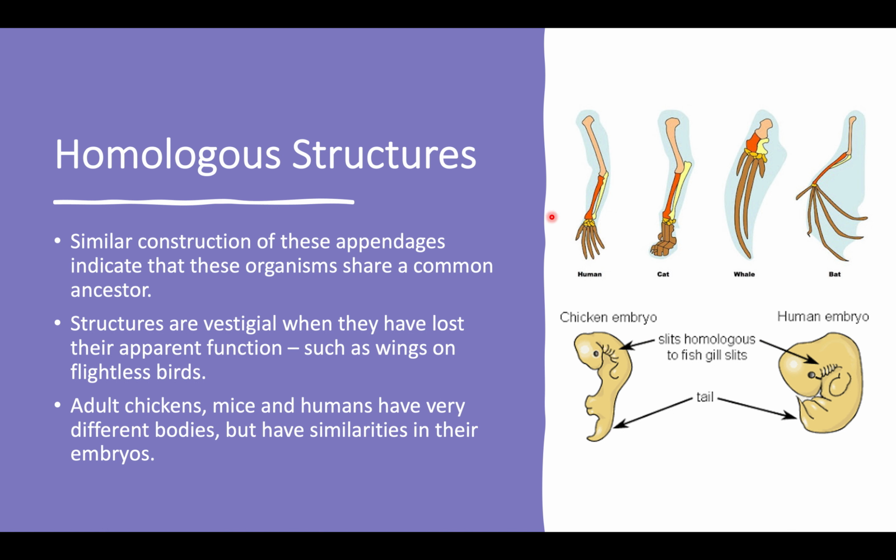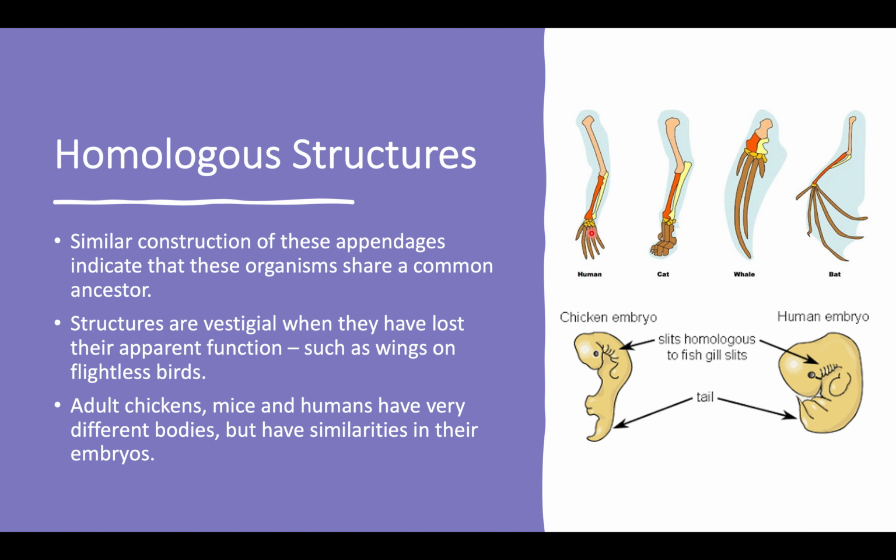These appendages being the arms. So we have a human arm here. And if you look at the image, it's color-coded to show you across each species which bones form the same function. Here we have a human arm, here we have a cat's arm. We have a whale's fin here, which, as you should know, whales are mammals, and bats are also mammals. So this is a bat's wing.